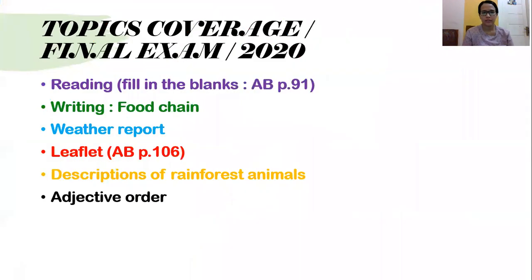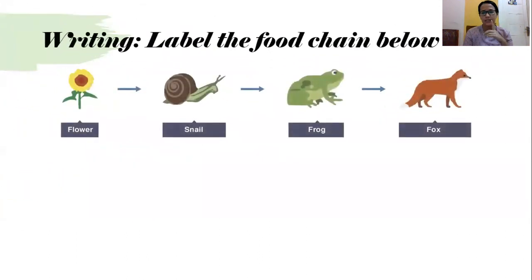Okay, here we go. This is the topic coverage for the final exam 2020. For the reading skill, you will have to practice in the activity book, so you will find out how to answer in an essay. And the second one, writing about the food chain. Next, weather report, leaflet. You can also practice exactly in the activity book page 166. Description of rainforest animals, and the last one, adjective orders. Okay, now let's study one by one.